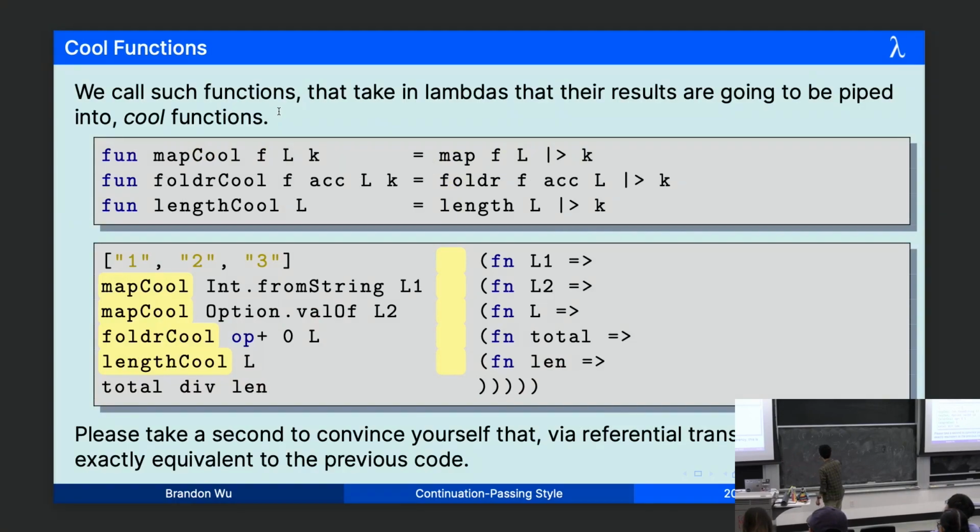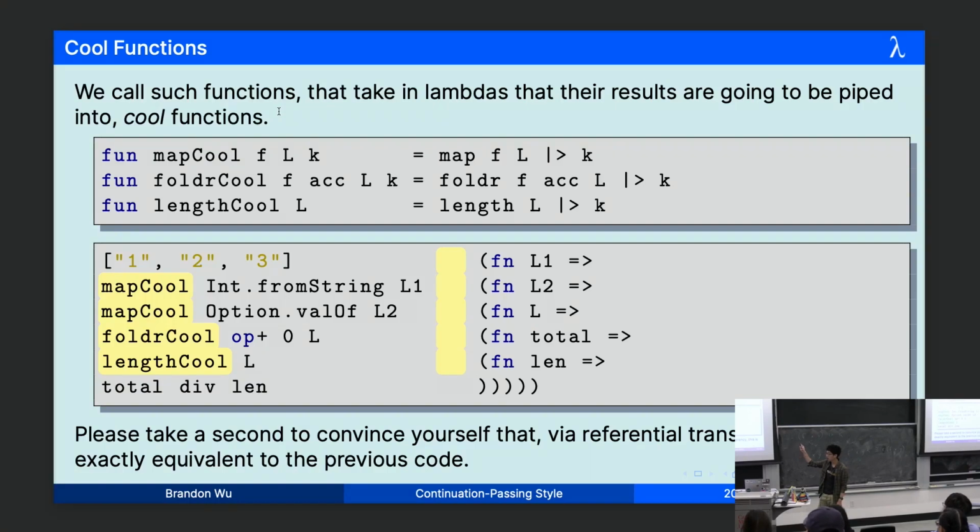A function that takes in this k and is equivalent to k called on this original function is called a cool function. And I hope you believe me that all I've done is change these names to cool and eliminate the pipes. So now, this pipe should still be there, but now I pipe into this lambda. What's the body of the lambda? It's map cool given this list and given this argument, not piped into this lambda, given the lambda as argument.